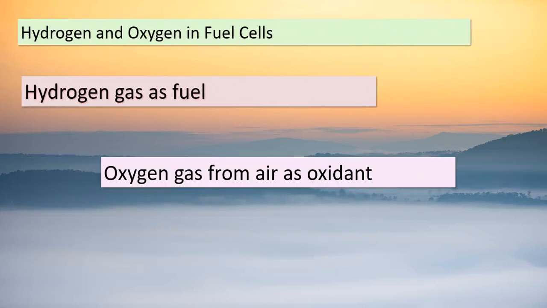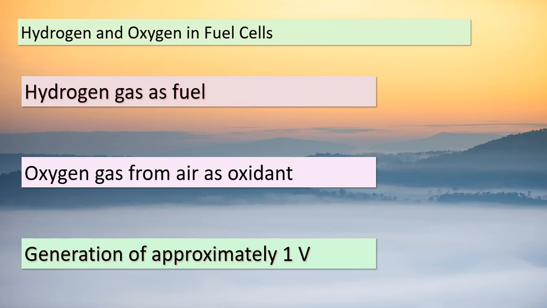Great job following along, students. Let's continue our exploration by focusing on the key players in fuel cells: hydrogen gas, H2, and oxygen gas, O2. Hydrogen gas serves as the fuel, while oxygen gas is sourced from the surrounding air and acts as the oxidant. When these gases come together in the fuel cell, the chemical reactions we discussed earlier take place, generating energy. It's fascinating to think that the air around us can contribute to the energy production process. Keep in mind that these reactions result in the generation of approximately 1 volt of electrical potential.